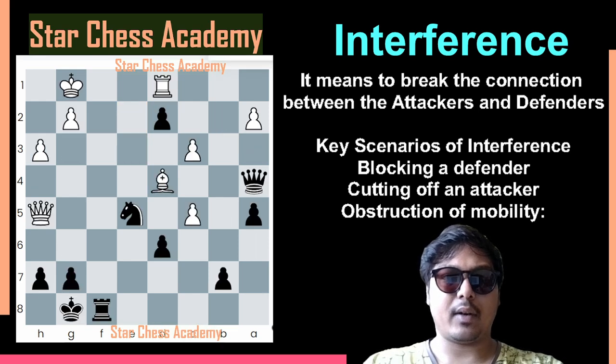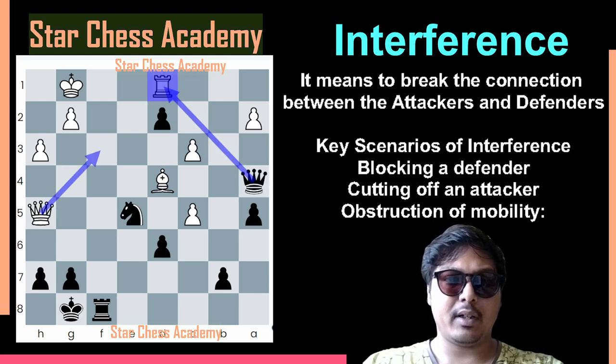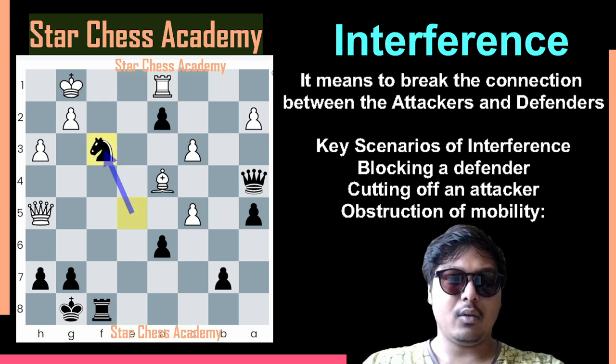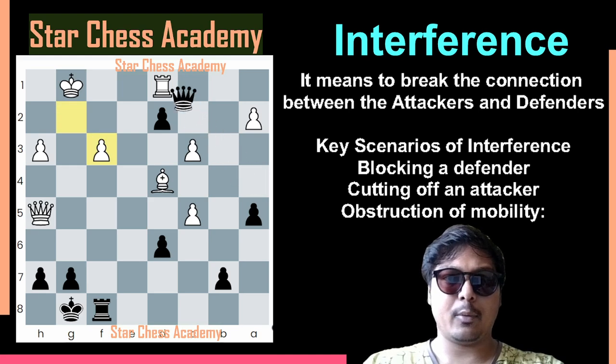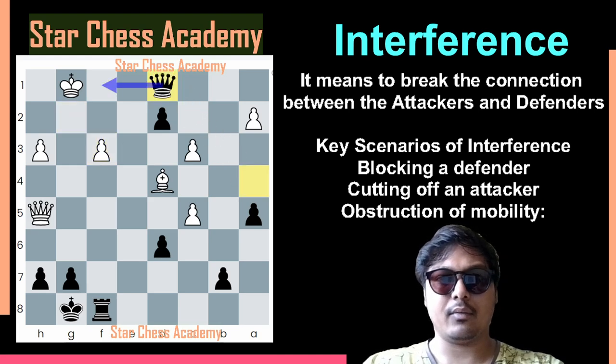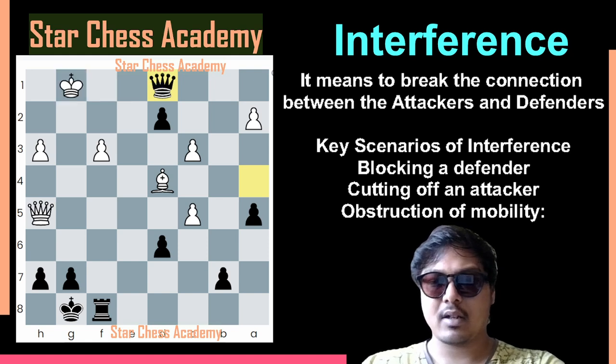Now black to play and find the interference chess tactics. Well, the queen is attacking the rook, but the opponent's queen is protecting it. So how to break the connection between these two pieces, the rook and the queen? Thanks to this knight, we will move our knight to f3, and now if the pawn captures the knight, then simply we broke the connection between the queen and the rook. We will capture the free rook and we will win the match.